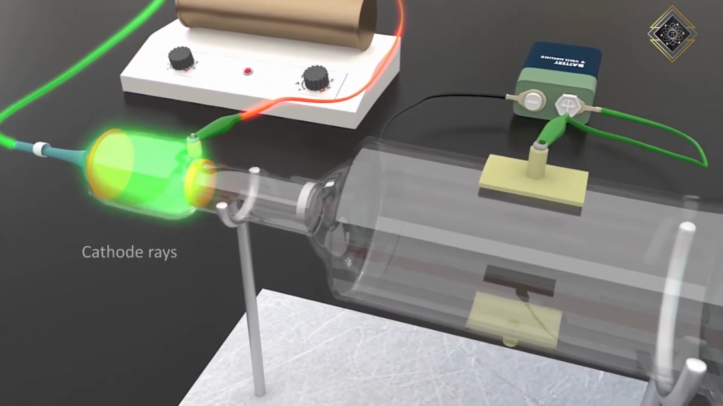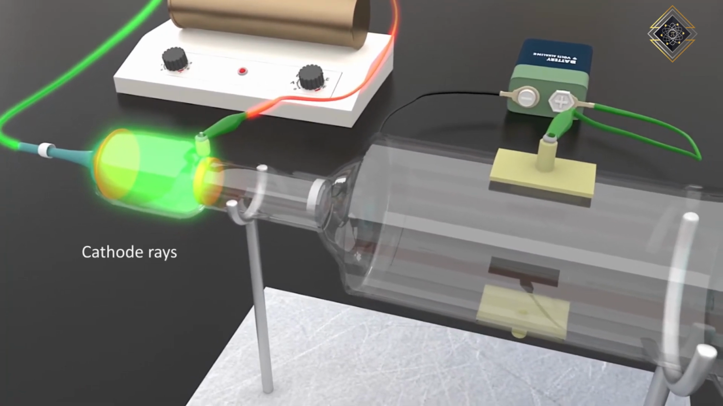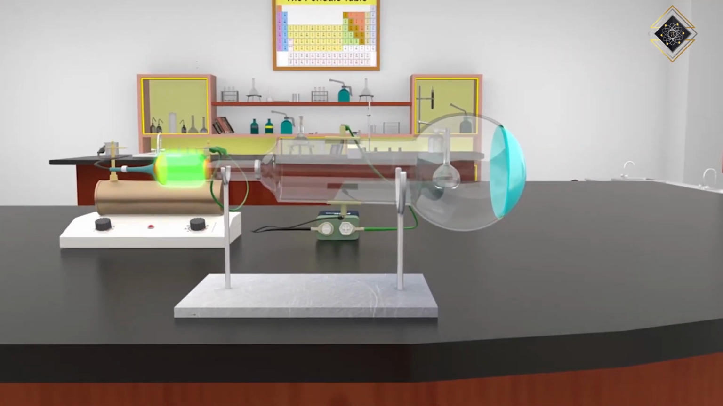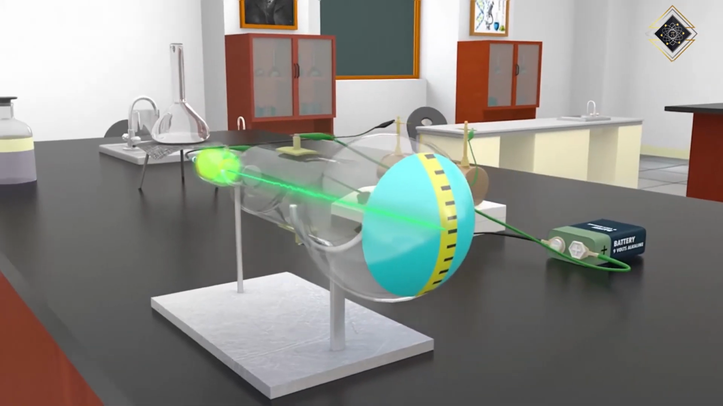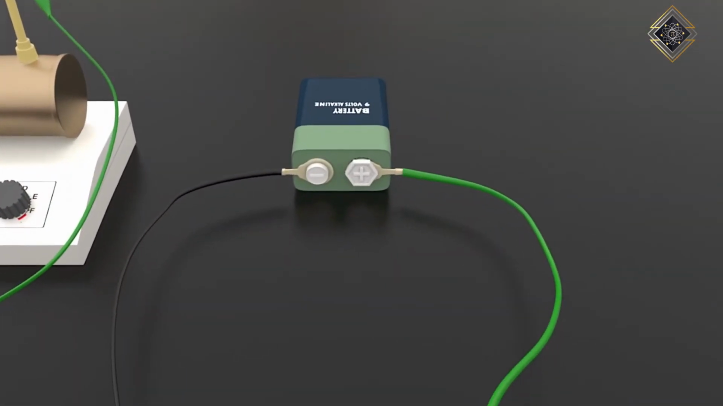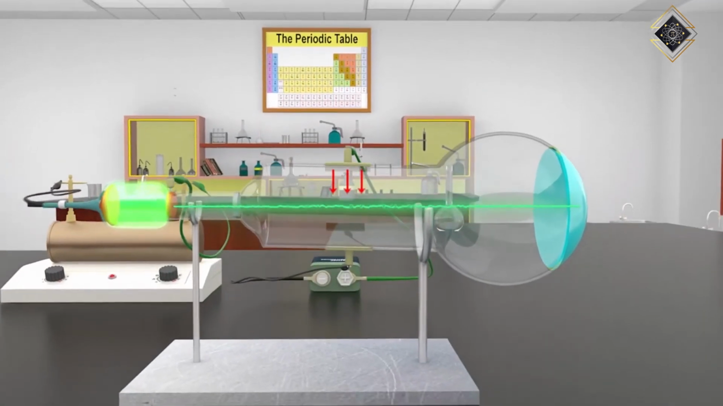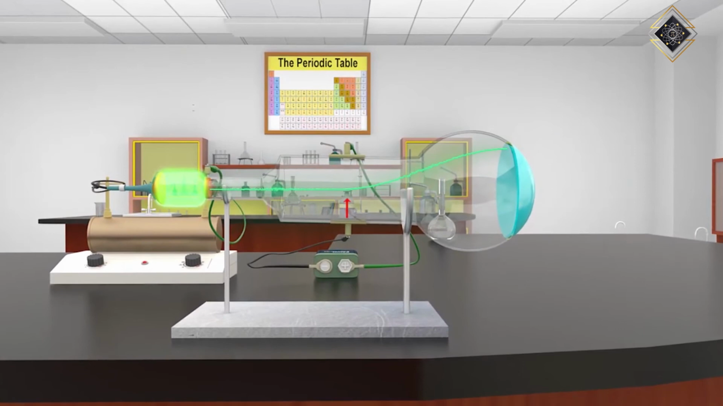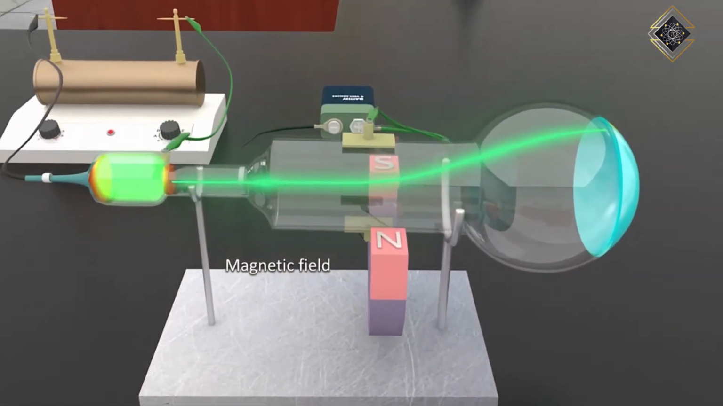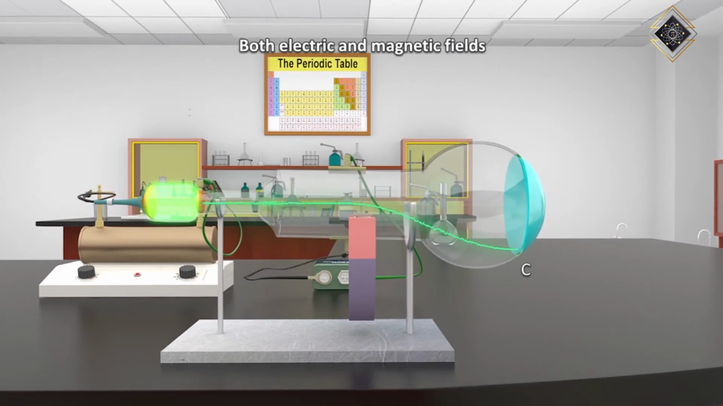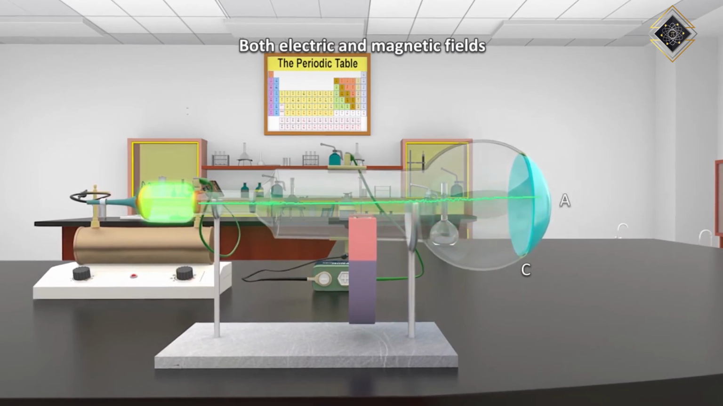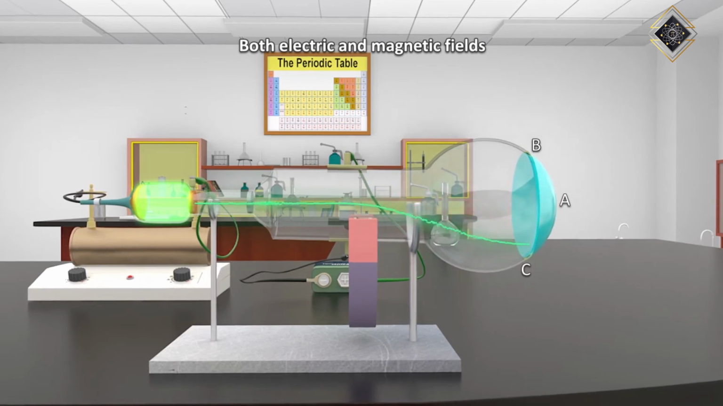At high voltage and low pressure, cathode rays were produced in the cathode ray tube. In the absence of electric and magnetic fields, the cathode rays produced were found to travel in a straight line without any deflection and struck the tube at point A. When an electric field was applied, the cathode rays were found to deviate from their straight-line path and hit the tube at point B. Similarly, when a magnetic field was applied, cathode rays were found to deviate from their normal path and strike the tube at point C. When both electric and magnetic fields were applied perpendicular to each other and to the path of the cathode rays, the rays showed deviation.